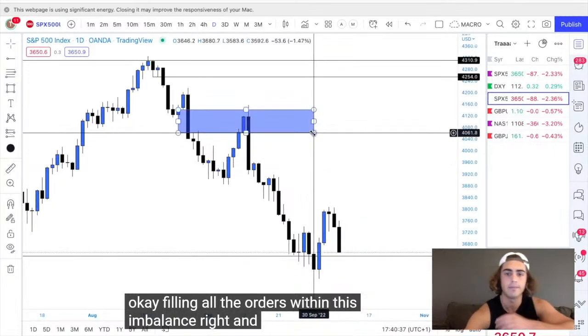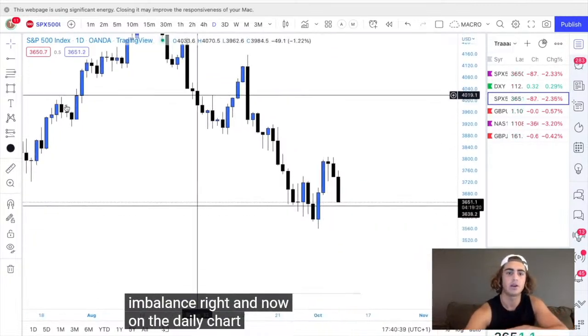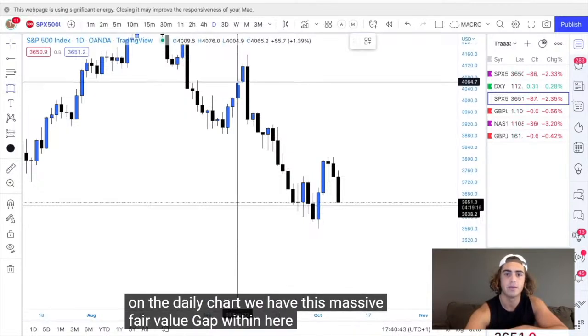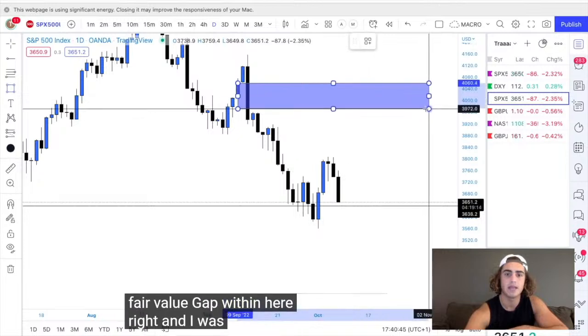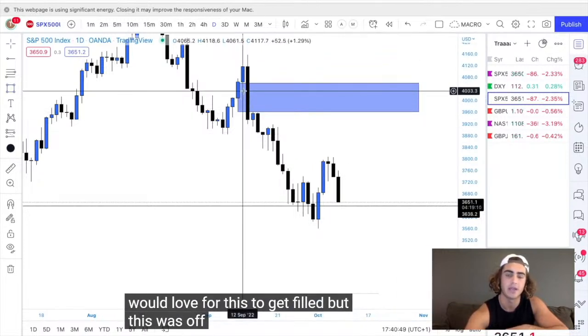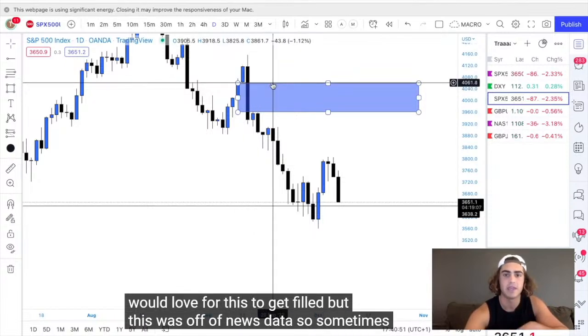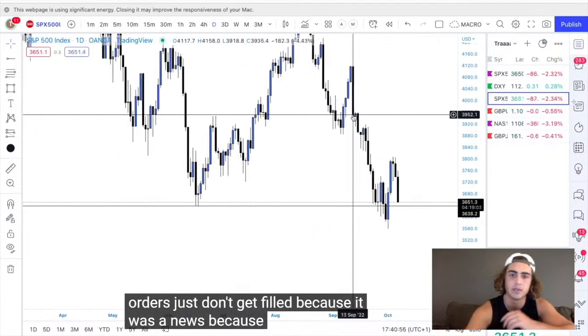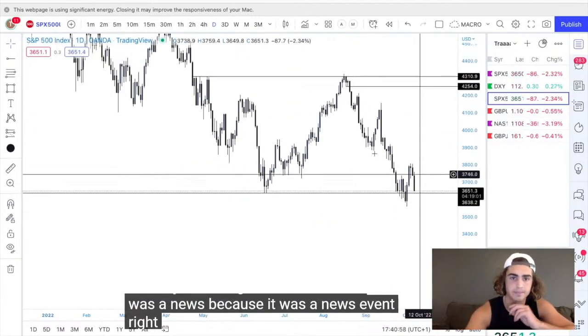And now, on the daily chart, we have this massive fair value gap within here, right? And I was saying last video how I would love for this to get filled, but this was off of news data. So sometimes those fair value gaps don't get filled. Sometimes those imbalances, those orders just don't get filled because it was a news event, right?